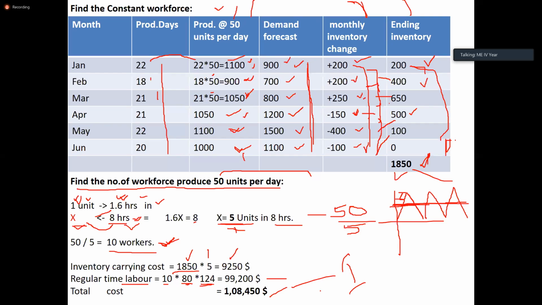So all of you understood this slide, or should I repeat once again? Should I repeat? Or not, no need, because already I explained very slowly, very neatly. Please tell me, anyone.